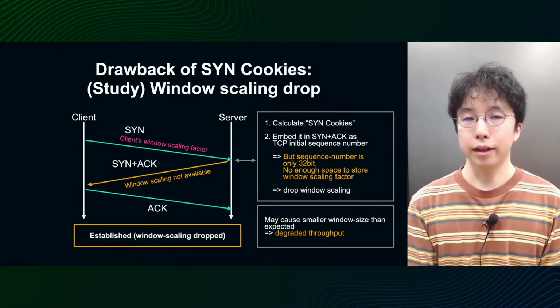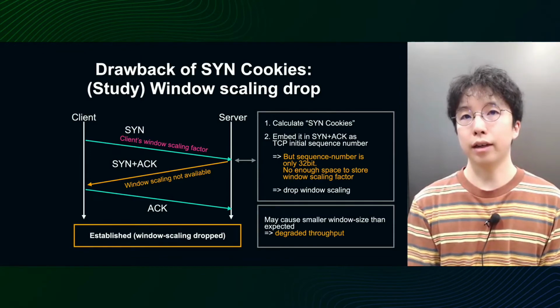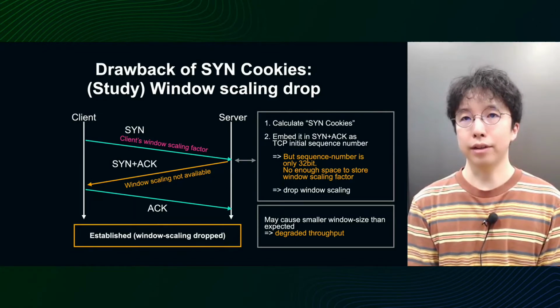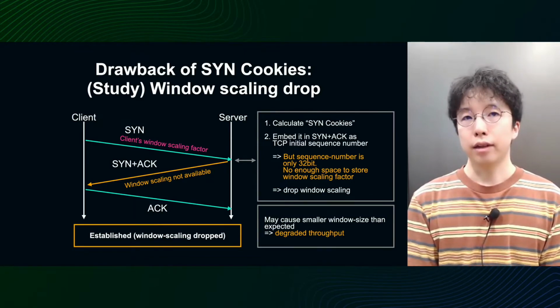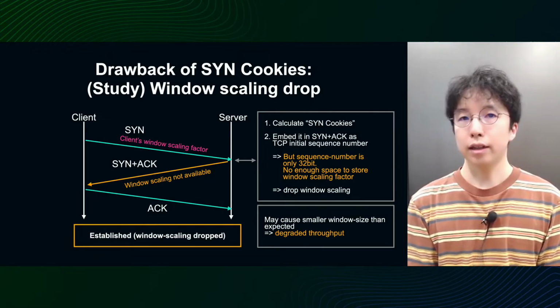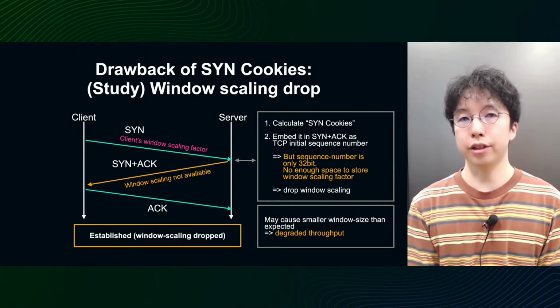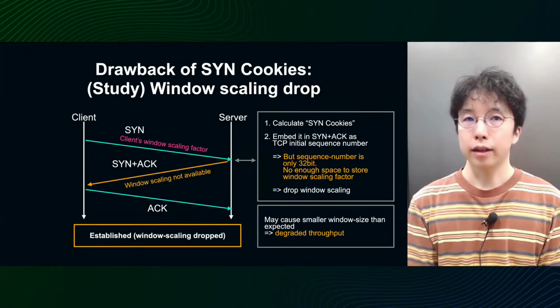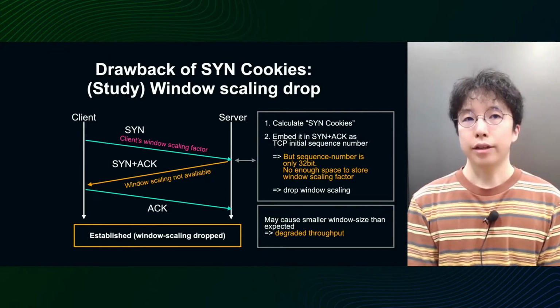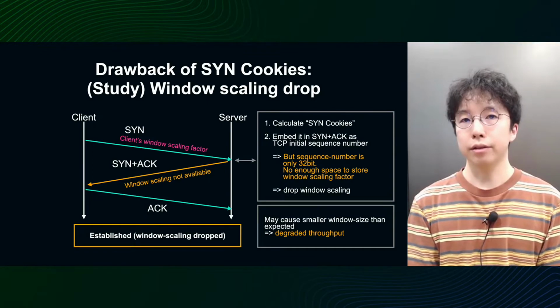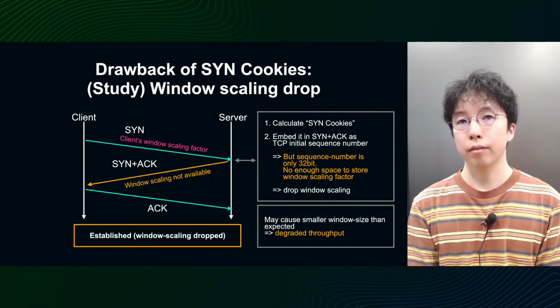Now that we've reviewed window size and window scaling, let's get back to why throughput drops with SYN cookies. Instead of storing SYN packets in the SYN queue, SYN cookies were designed to encode the SYN information into a TCP sequence number and embed it into SYN+ACK. However, since the sequence number is only 32 bits, there's no place to embed the window scaling factor because it is limited. This means that window scaling cannot be used when the handshake is performed with SYN cookies.